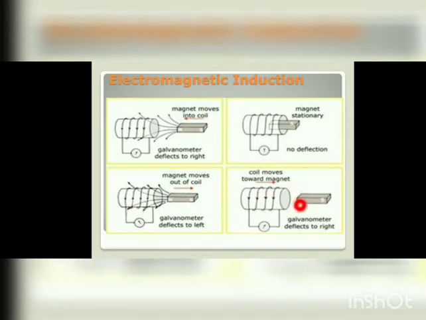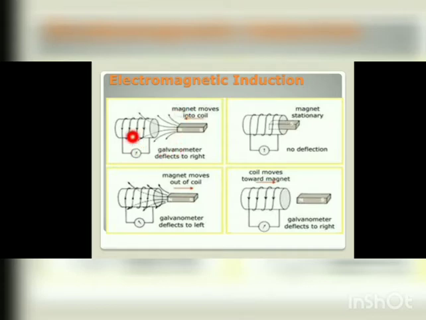Now here just look at the last figure. Here you can see the magnet is kept at rest and the coil moves towards the magnet. This time also the galvanometer needle deflects towards the right. So here the magnet is kept at rest, only the coil is moving, and the galvanometer needle deflects towards the right. So in all these experiments, one thing is very clear: the galvanometer deflects only when there is motion. When the magnet is at rest, the galvanometer needle does not show any deflection.